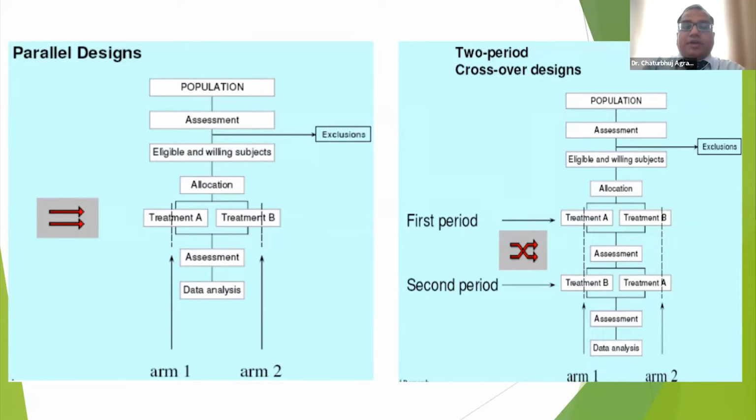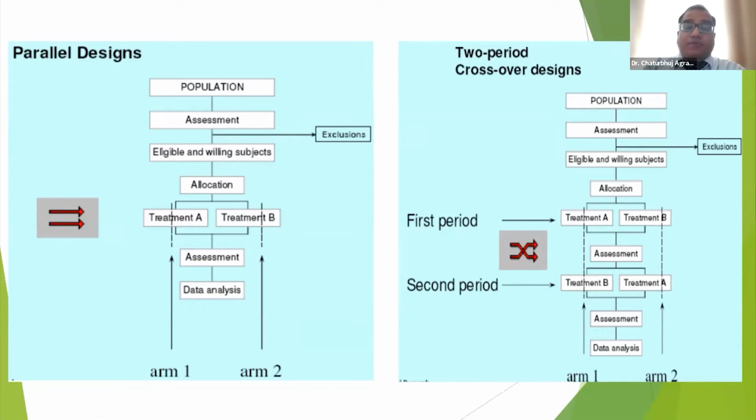like simply what we did in the CDK inhibitor trials, the majority of the CDK inhibitor trials. Now, two-period crossover study design is another type of intervention study where, up to the allocation, it is almost similar to the parallel study design. But after a certain period of time, when we assign the patient to treatment A and treatment B, we again do assessment and we cross them over to the other treatment arm, and then we again do assessments.